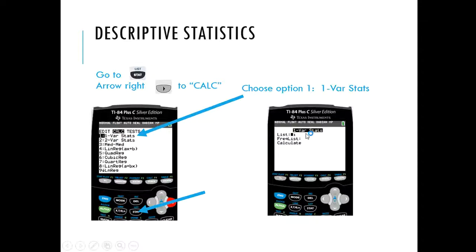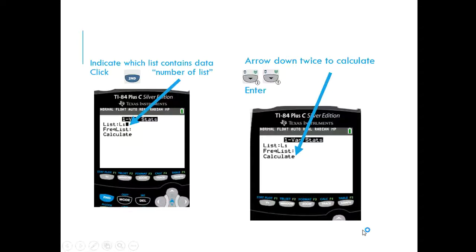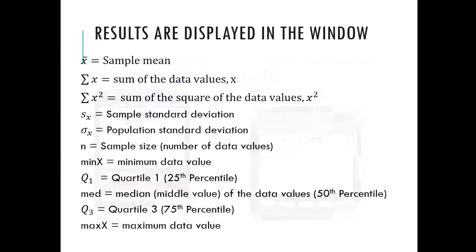And then in the TI-84, you have to put what list you want to use. In the other calculator, it's just going to pop up on your screen and say 1 var statistics, and you hit enter because it automatically knows with the TI-83 what to do. So here you put L1. Frequency list, you just leave blank, okay? Then you go down, and the results are displayed in the window.